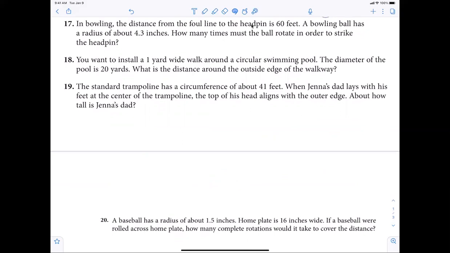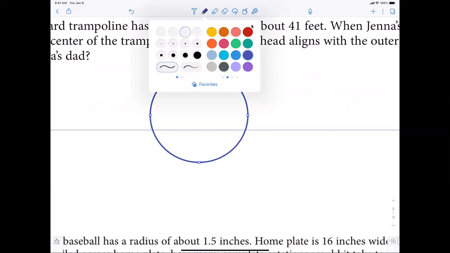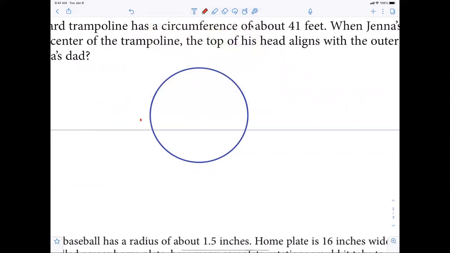Okay, so now we're gonna draw a pool, a circular pool. And what's the diameter of that pool? What does it say? 20 what? 20 yards. 20 yards, right? And now they're going to make a circular walkway around it, correct? So I'm going to draw a circular walkway.